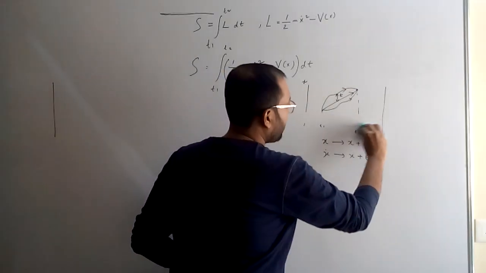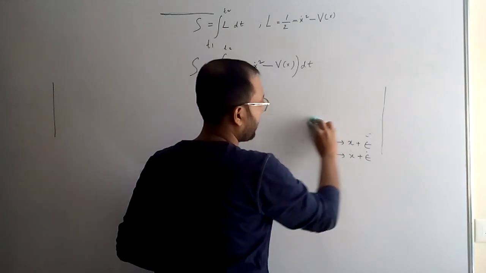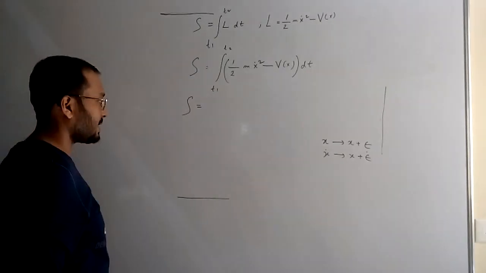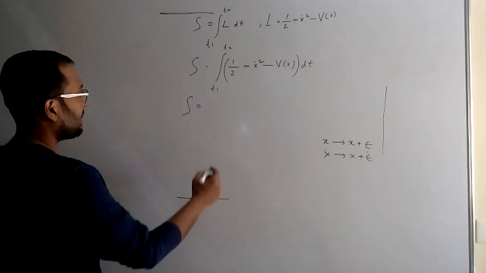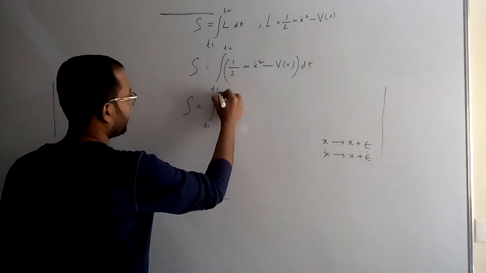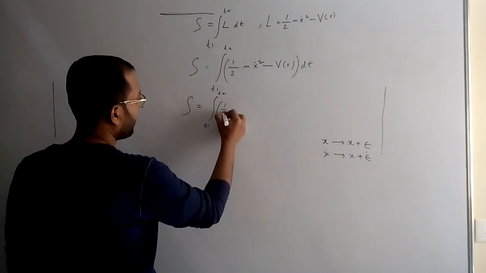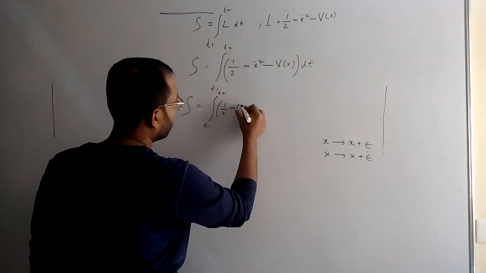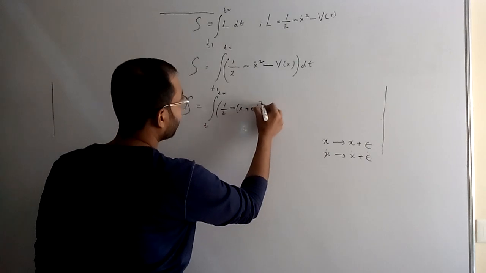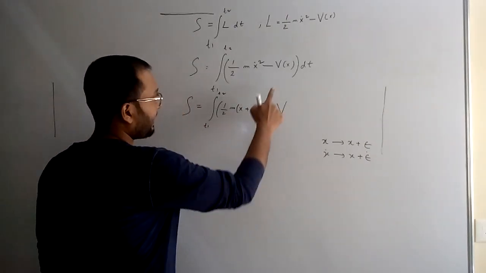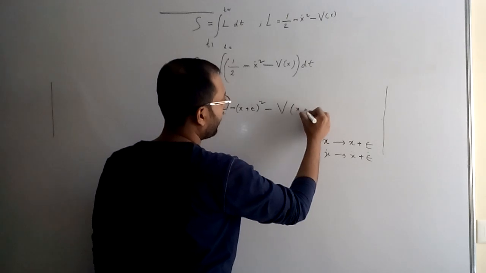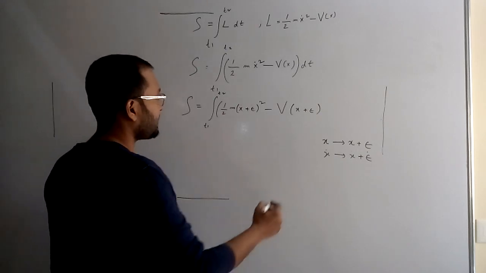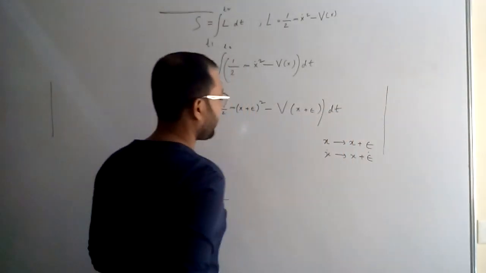If I erase this diagram now, let me now write down the new action. The new action, S, is again an integral from t1 to t2. X dot now goes to x dot plus epsilon dot. So x dot plus epsilon dot squared minus V. X goes to x plus epsilon. So the potential energy, instead of being a function of x, now it is a function of x plus epsilon. The whole thing has to be integrated in time dt.